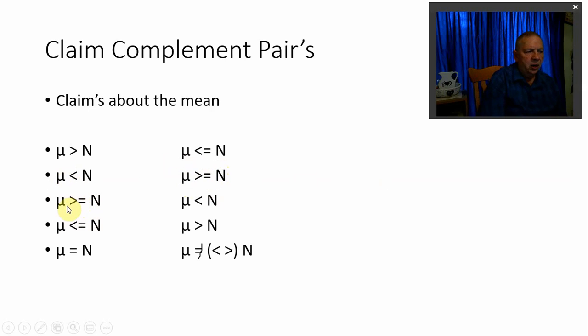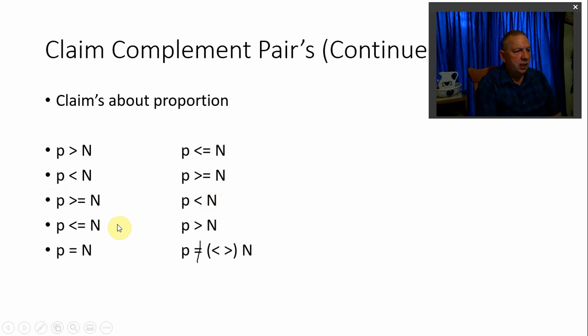Your claim could be, oh, I think the mean is greater than or equal to n. I write that down as a math statement, and then I do the complement. This would be mu less than n. Now the claim here is H0 because that has the equal, and this one does not, so that would be the alternate statement.